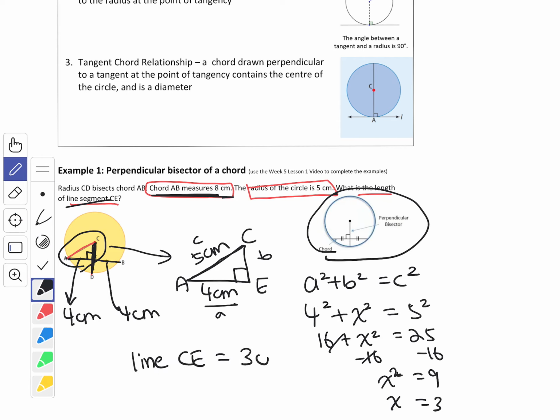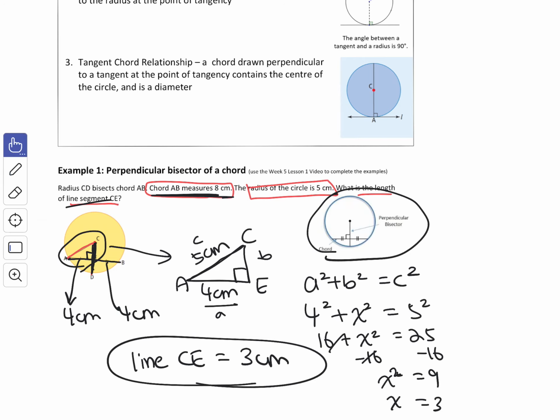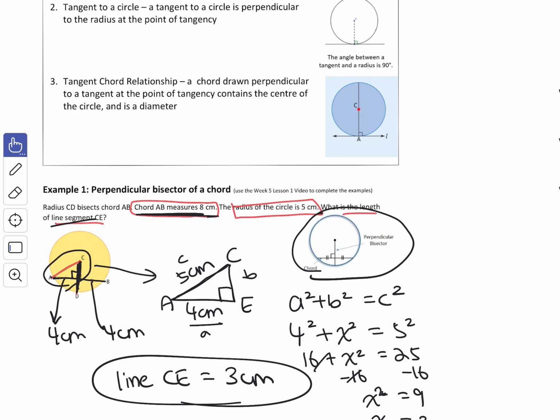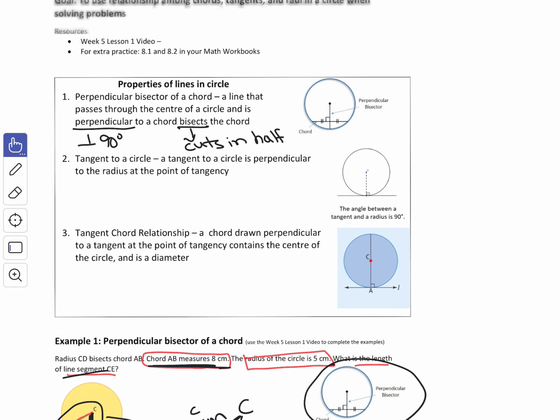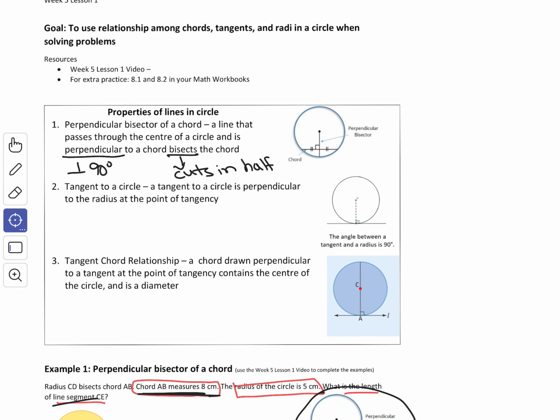What is the length of the line segment CE? So we just write that line CE is equal to 3 centimeters, and that is our final answer. And here we just used the property of the perpendicular bisector of a chord.